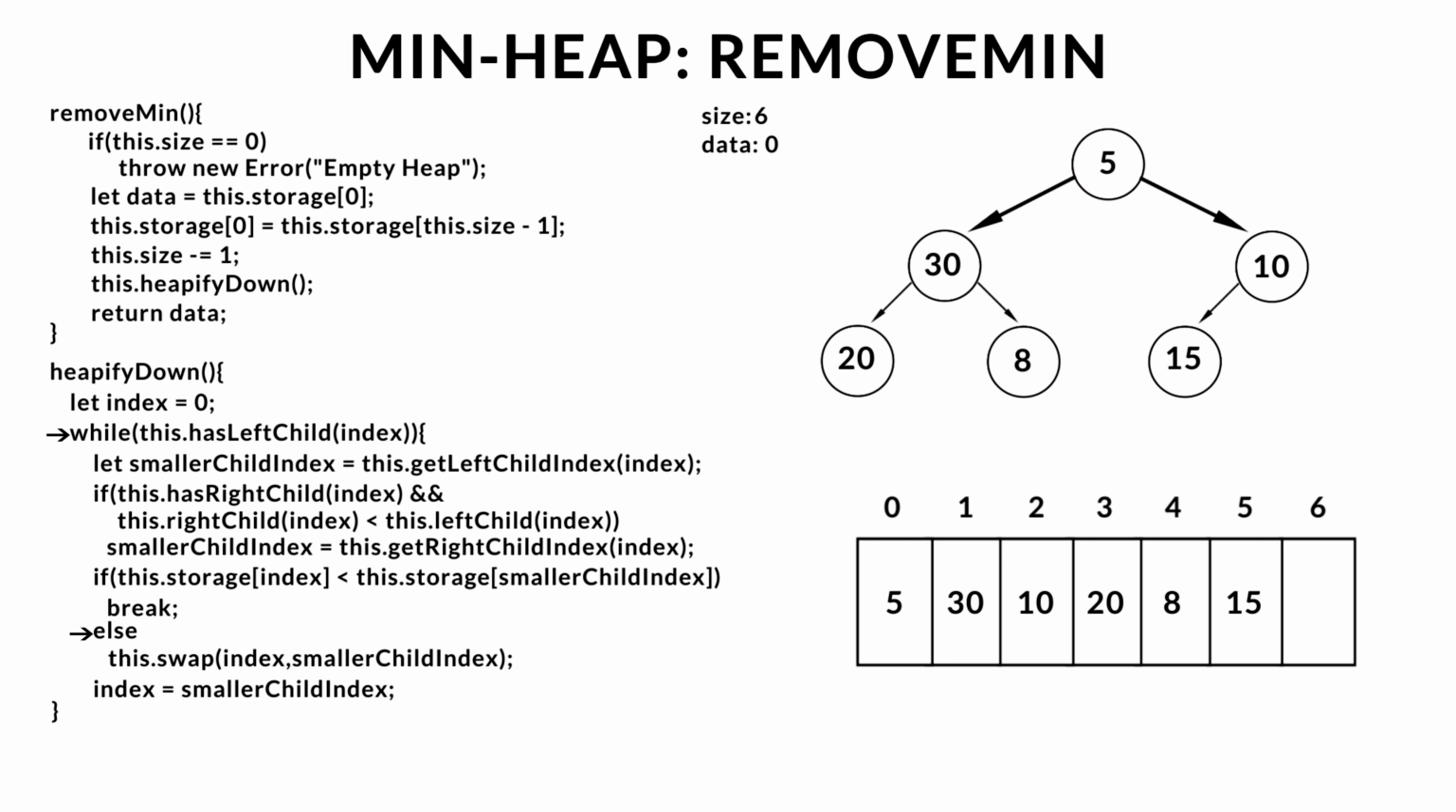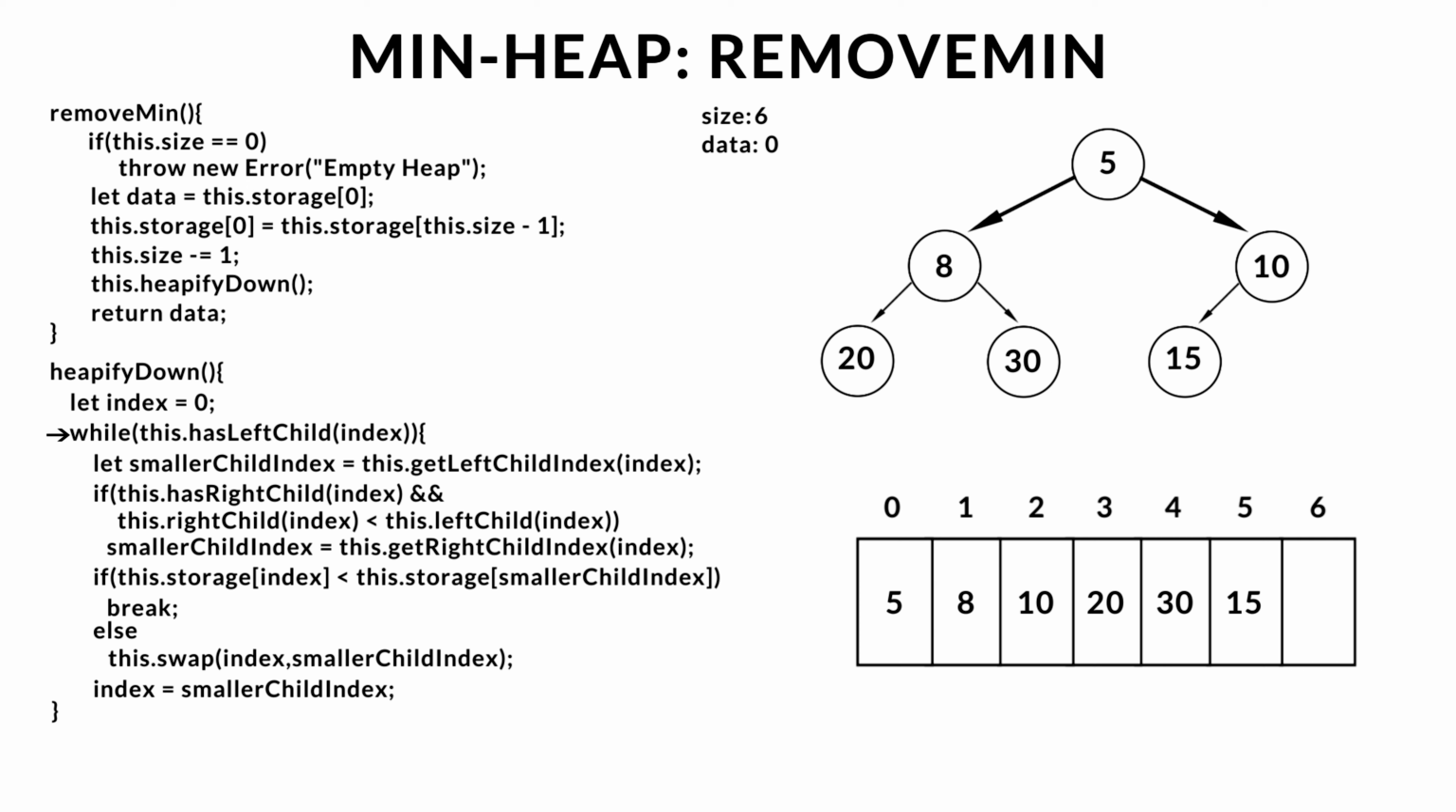We then advance further down the tree. So do we still have a left child? Yes, we do. So we execute our while loop once again. We initialize the smallest to the left child. So is the right child smaller than the left child? In this case, it is. So we set smallest to the right child. Next, we test to see if the node we're currently at is smaller than the smallest child. In this case, this fails. So we swap between the two indices. And then we go down the tree.